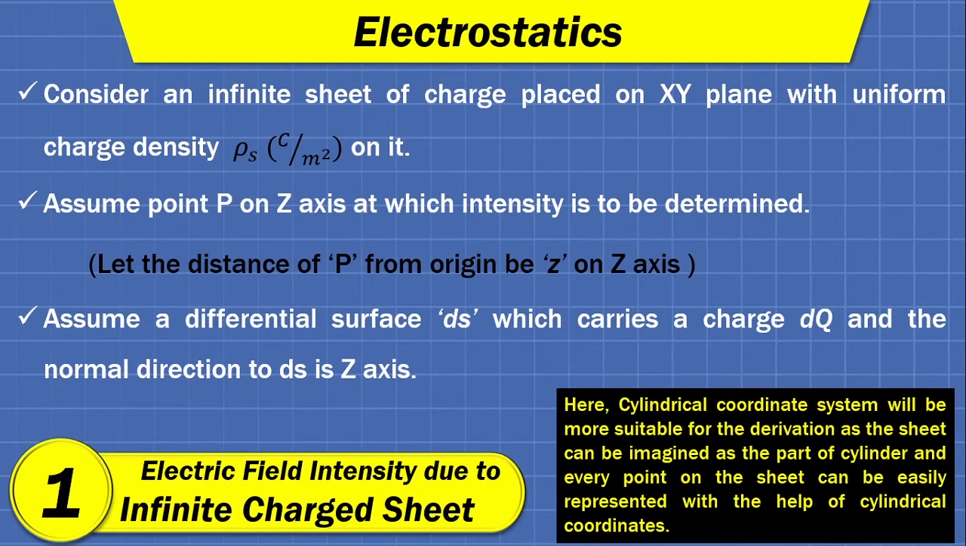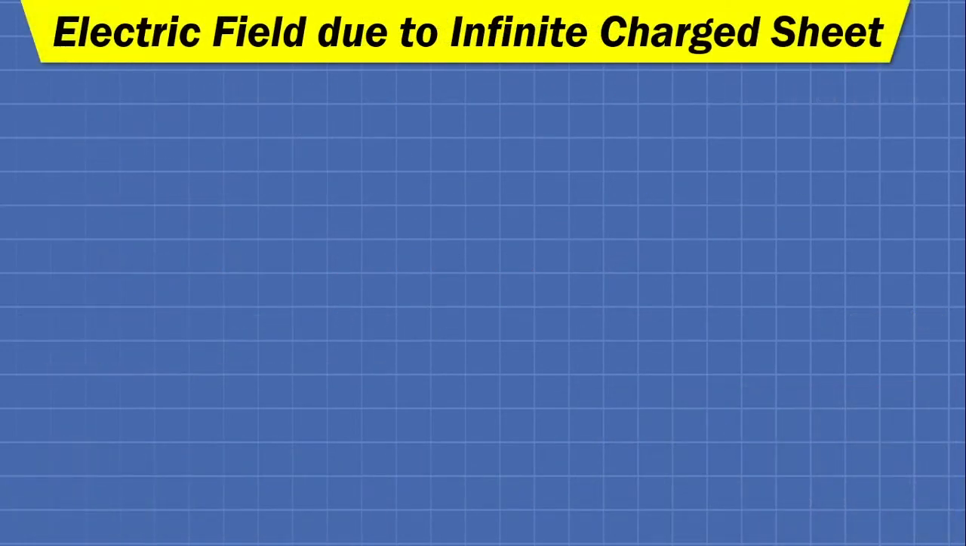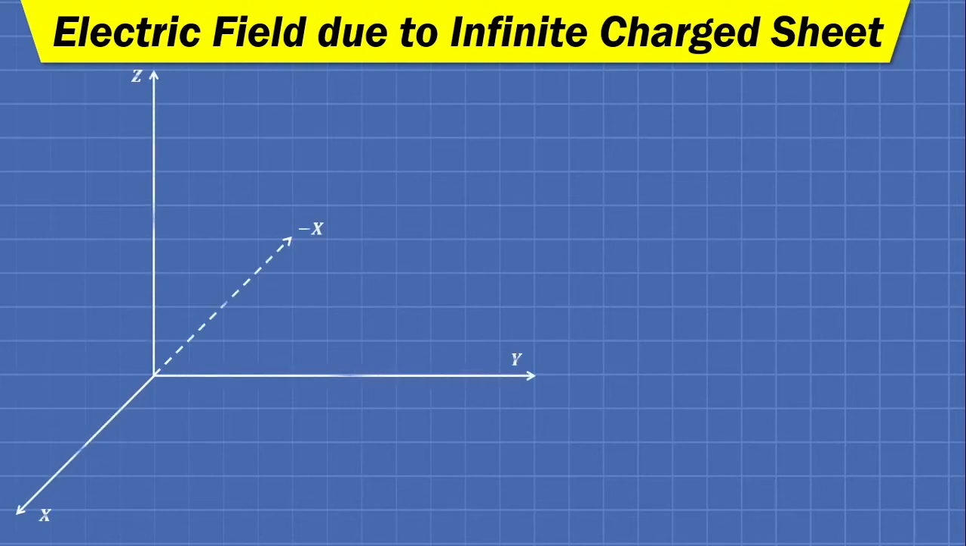Here cylindrical coordinate system will be more suitable for the derivation, as the sheet can be imagined as a part of cylinder and every point of the sheet can be easily represented with the help of cylindrical coordinates. See, you can adopt any coordinate system for the derivation, fine, but the one which gives the minimum calculation efforts is the best suitable over here. So for this case, the cylindrical coordinate system is more suitable. However, we are going to use cylindrical system.